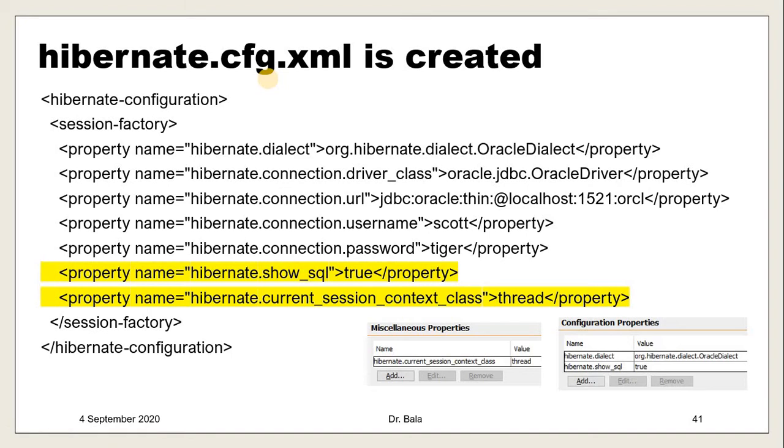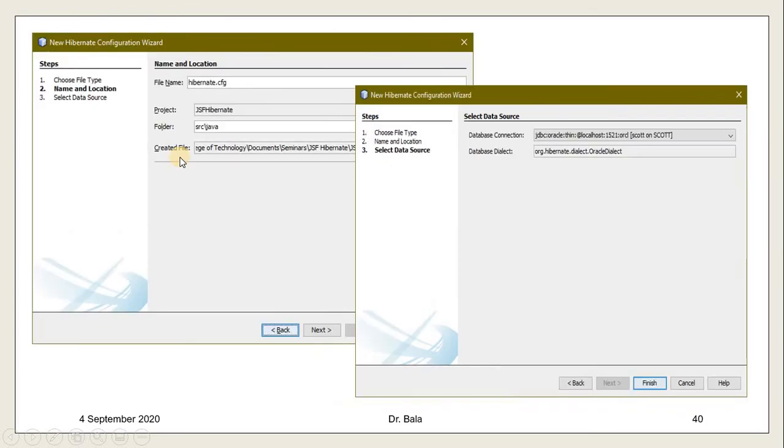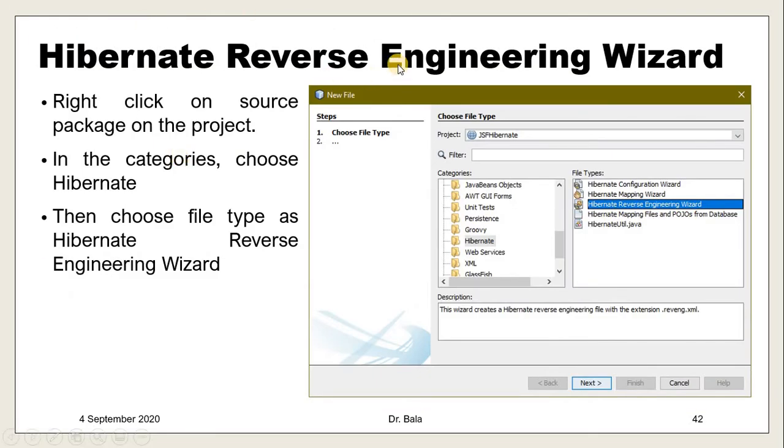Now we will go to the second configuration. Now we can see Hibernate configuration wizard. This is done. Okay, next one, Hibernate reverse engineering wizard. How will we get this new file? The same way, right click on the source package, we will get the new file here, and in this category we are going to select Hibernate. On the right side, in the file type, we select Hibernate reverse engineering. Once you have selected, we proceed next.